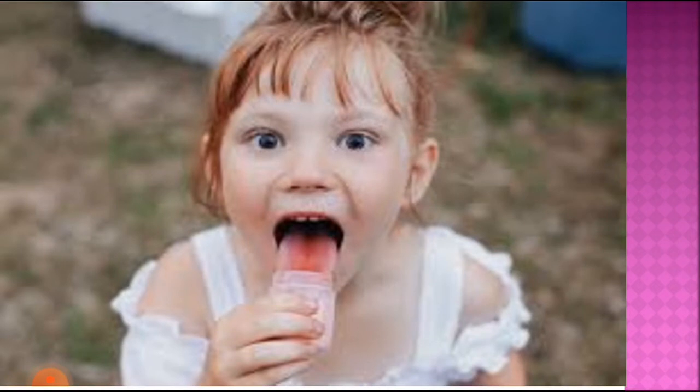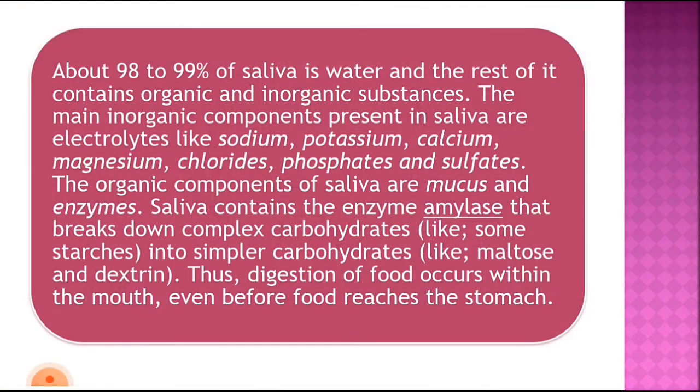Whenever we see, smell or taste food, salivary glands secrete saliva in the mouth. Saliva contains salivary enzymes, and about 98 to 99% of saliva is water, and the rest of it contains organic and inorganic substances. But what are these organic and inorganic substances?